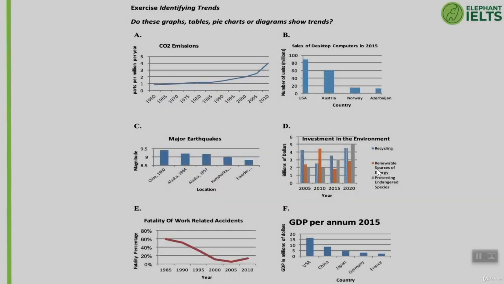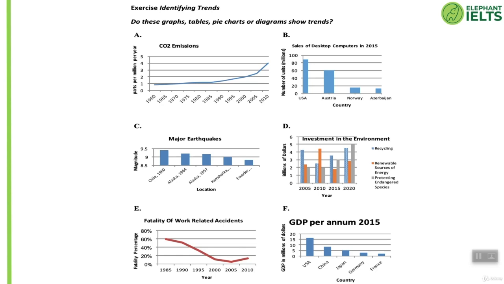So let's look at these graphs together and decide if they show a trend or not. Look at A. This one shows CO2 emissions from 1960 to 2010. So can we say time is moving forward? Yes. So we can say this shows an upward trend. Look at B. This one looks at the sales of desktop computers in 2015. Does it show time moving forward? Is there a change over time? No, there isn't. So this one does not show a trend.